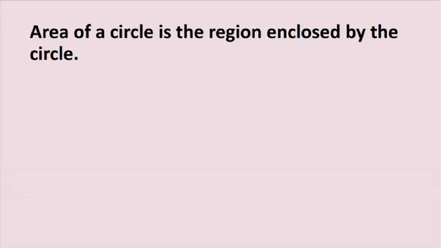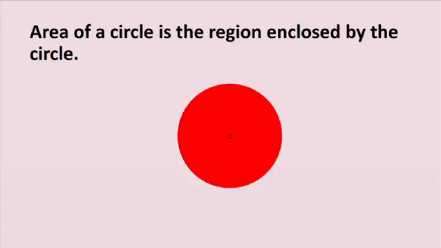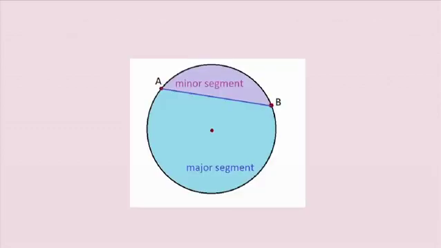Now, what is the area of a circle? It is the region enclosed by the circle. So the red shaded part is in fact the area of the circle. Here you have a circle with a center. Now you have chord AB. You can see that the chord AB has divided the circle into 2 parts. So the smaller part is called the minor segment, whereas the larger part is called the major segment.